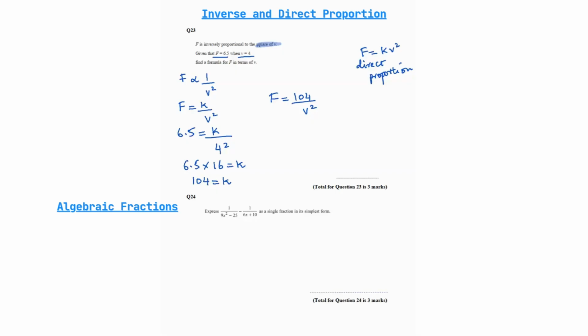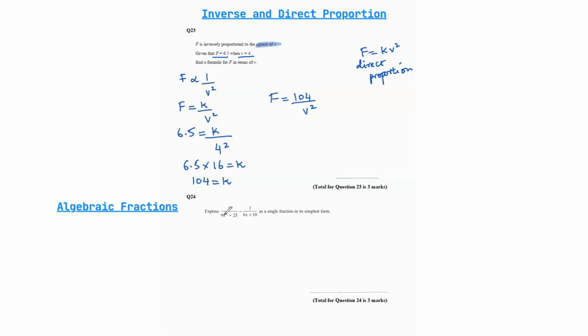Then it says express 1 over 9x squared minus 25 minus 1 over 6x plus 10 as a single fraction in simplest form. So this is algebraic fractions. For algebraic fractions, they're mostly going to give you two fractions with different denominators, and they're asking you to turn it into a single fraction in its simplest form. So same thing over here. What we need to do is first make the denominators the same, because that's what we do when we're adding or subtracting fractions with unlike denominators. The same rule applies to numbers, and the same rule applies to variables in a fraction.